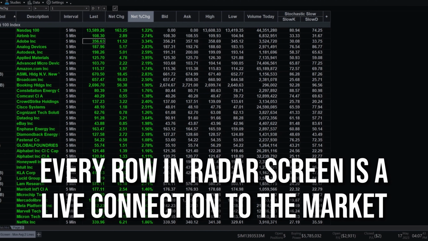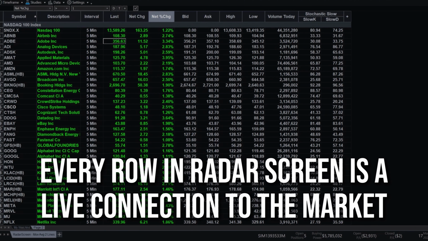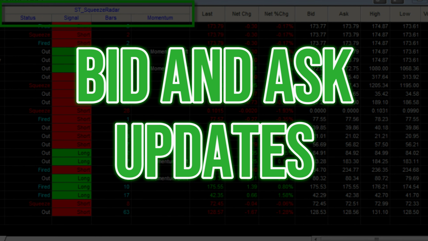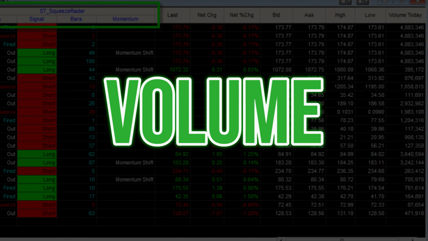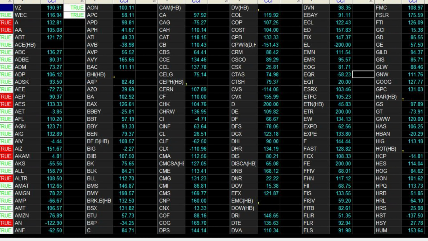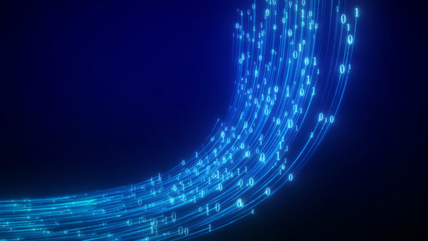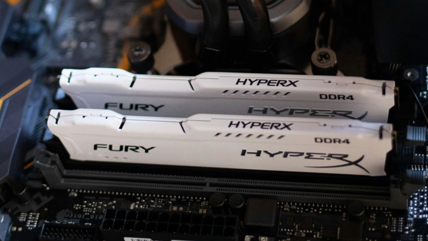Every row in RadarScreen is a live connection to the market. Each symbol is streaming real-time quotes, bid and ask updates, last trade prices, volume, and whatever technical indicators you've stacked on top of it. So when you load 300 symbols, you don't load 300 rows. You open 300 separate fire hoses, and they're all blasting data into your RAM at the same time.